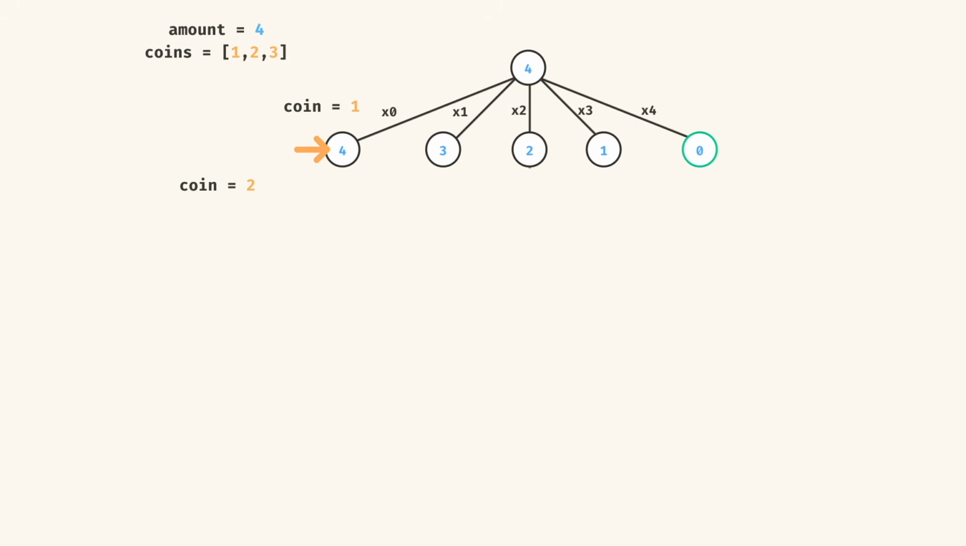What I do is branch for different quantities for my coin value 2. So I can take 0 2-cent coins, 1 2-cent coin, or 2 2-cent coins. And that would give me 4, 2, and 0 as my remaining amount, respectively. So we're going to need some more room here. Our tree's getting a little wide.